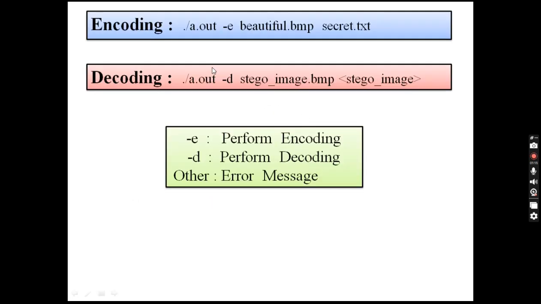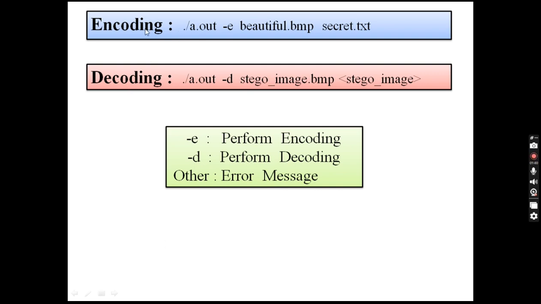Next, I will show how to perform encoding and decoding, that is, how to execute our file. For encoding we have to give the option -e, and for decoding we have to give the option -d. So -e is used to perform encoding and -d is used to perform decoding. If you do not give any option, that is, neither -e nor -d, then it is going to print an error message.